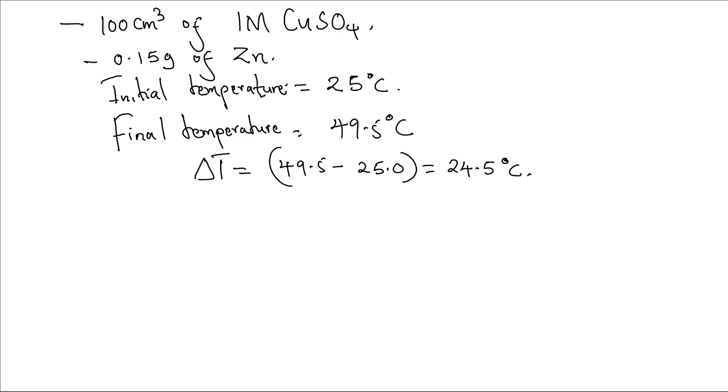Let's take a larger mass of zinc, a greater mass of about 4 grams. Good. We can use these data to calculate the following. The first one is moles of zinc.